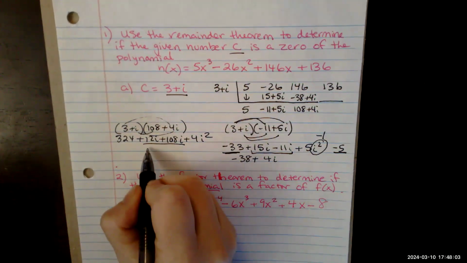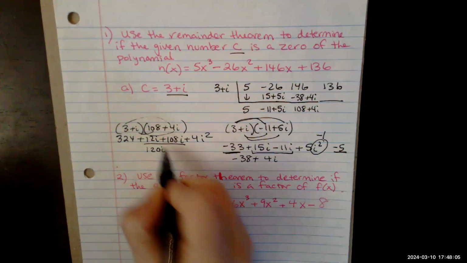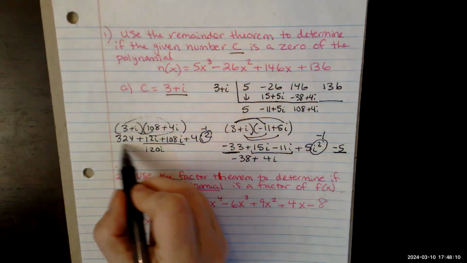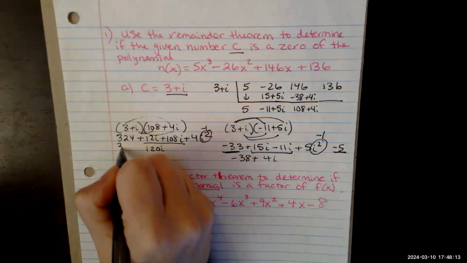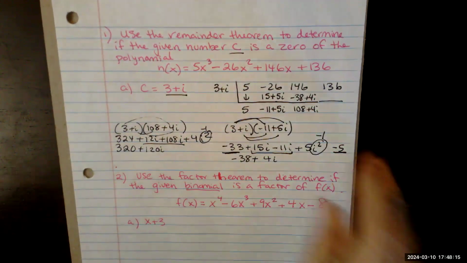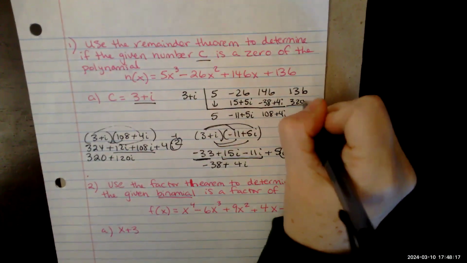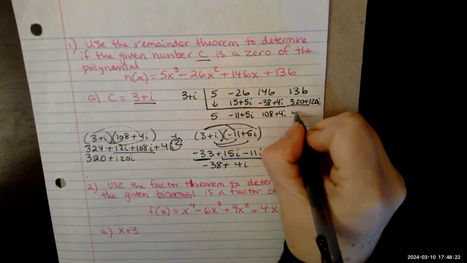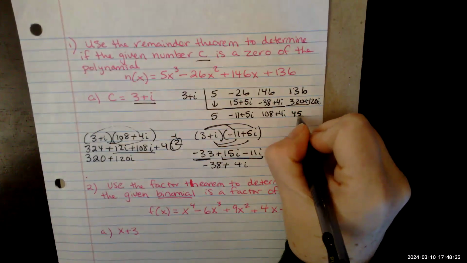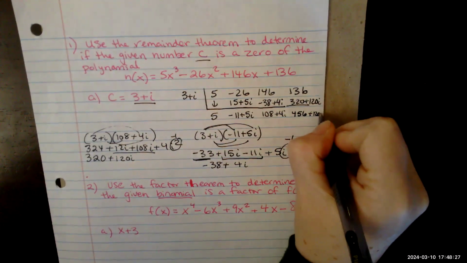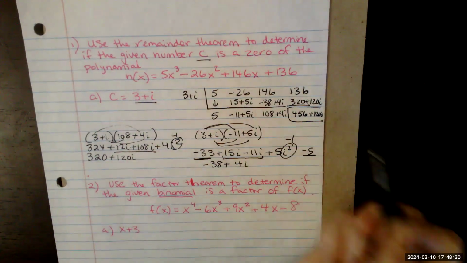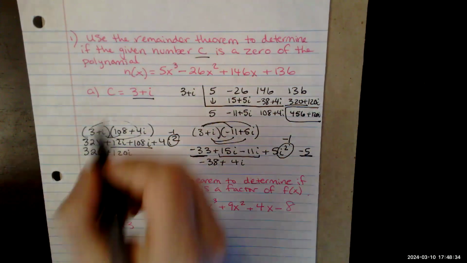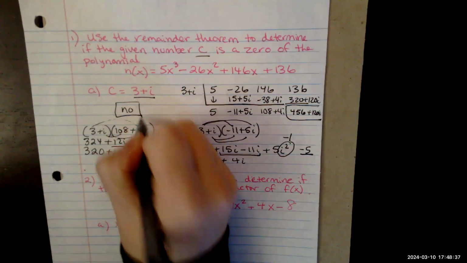We can put these two together and get 120i. This is negative 1, so that's really negative 4. So 324 minus 4 is 320. So we get 320 plus 120i. And now we add these together and we get 456 plus 120i. But that is definitely not 0. So if they're just asking me to determine if it is a 0, my answer is no.